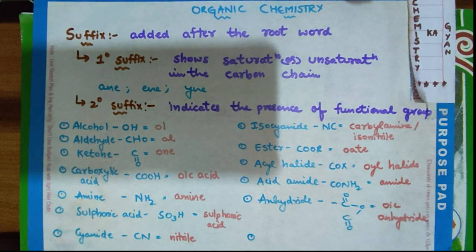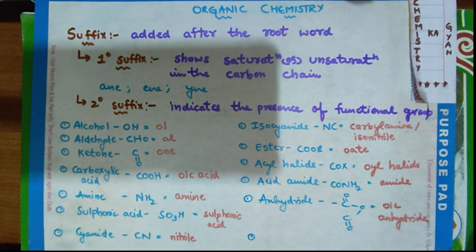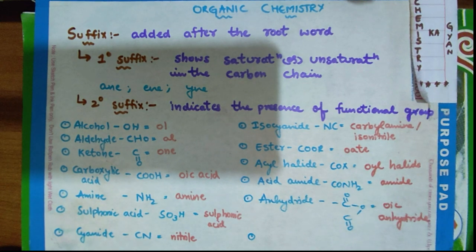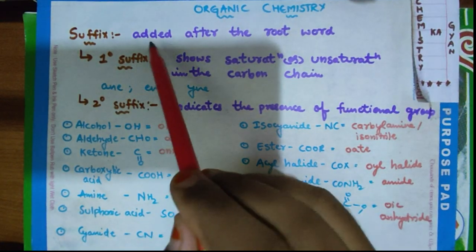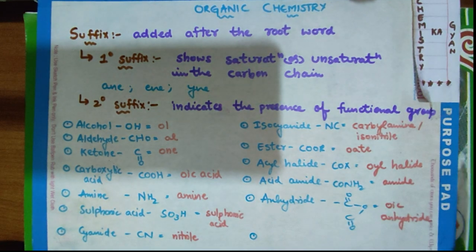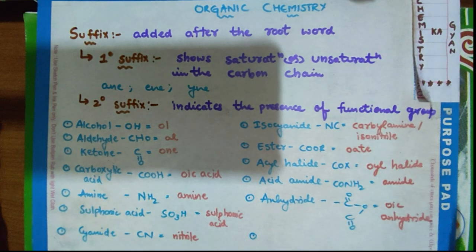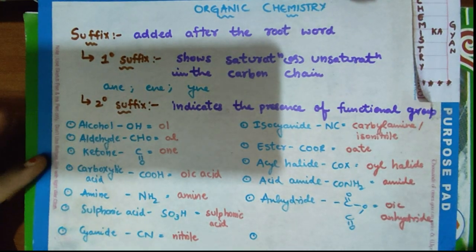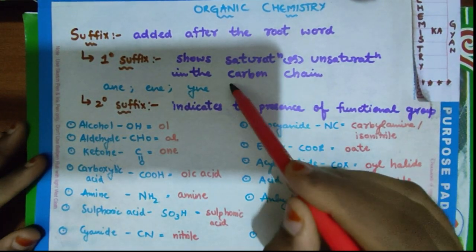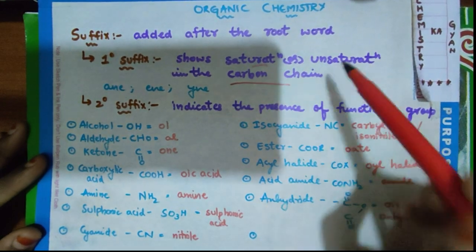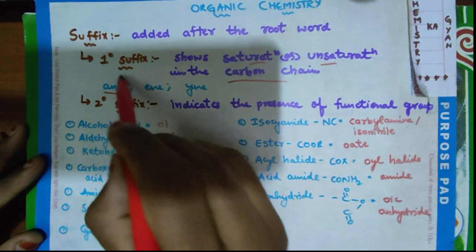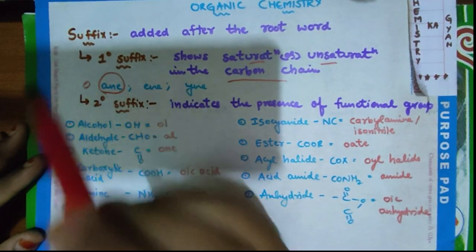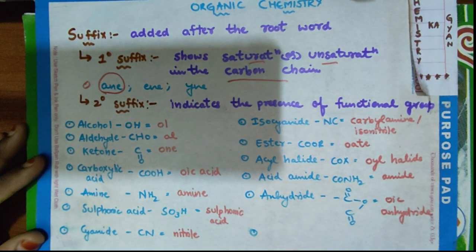Now coming to the next part, suffix. As we have seen, first is prefix, then root word, then suffix. So suffix is added after the root word. Now what is primary suffix? The primary suffix role is just to show whether the carbon chain is saturated or unsaturated. That's it. If it is saturated, that is with 0 double bonds, it is ane.